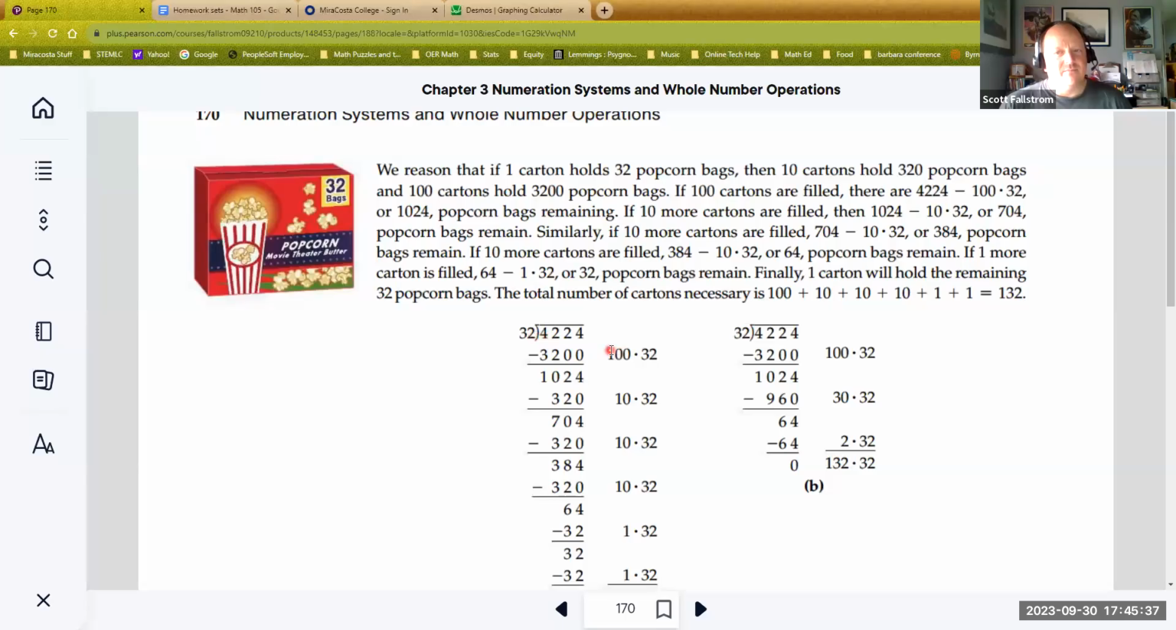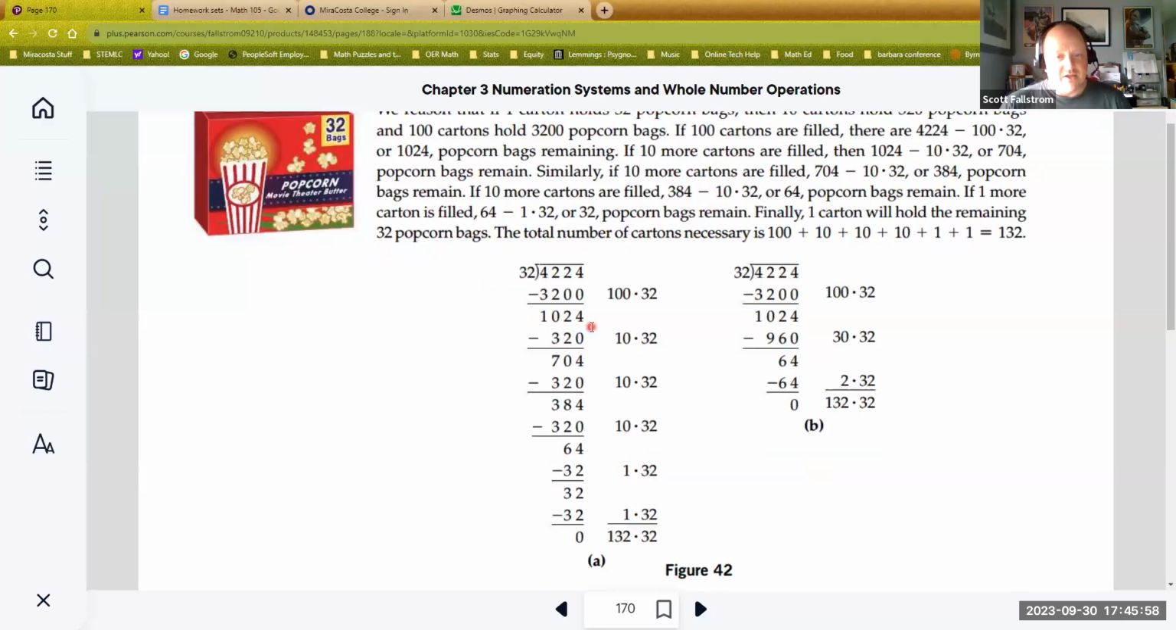You say, wait a minute, 10 of them would be 320, so 100 of them would be 3,200. I can definitely make 3,200 because I have more than that. So take 100 of those groups and subtract them. Now you only have 1,024 remaining. You just made 100 cartons. Okay. Now you have 1,024.